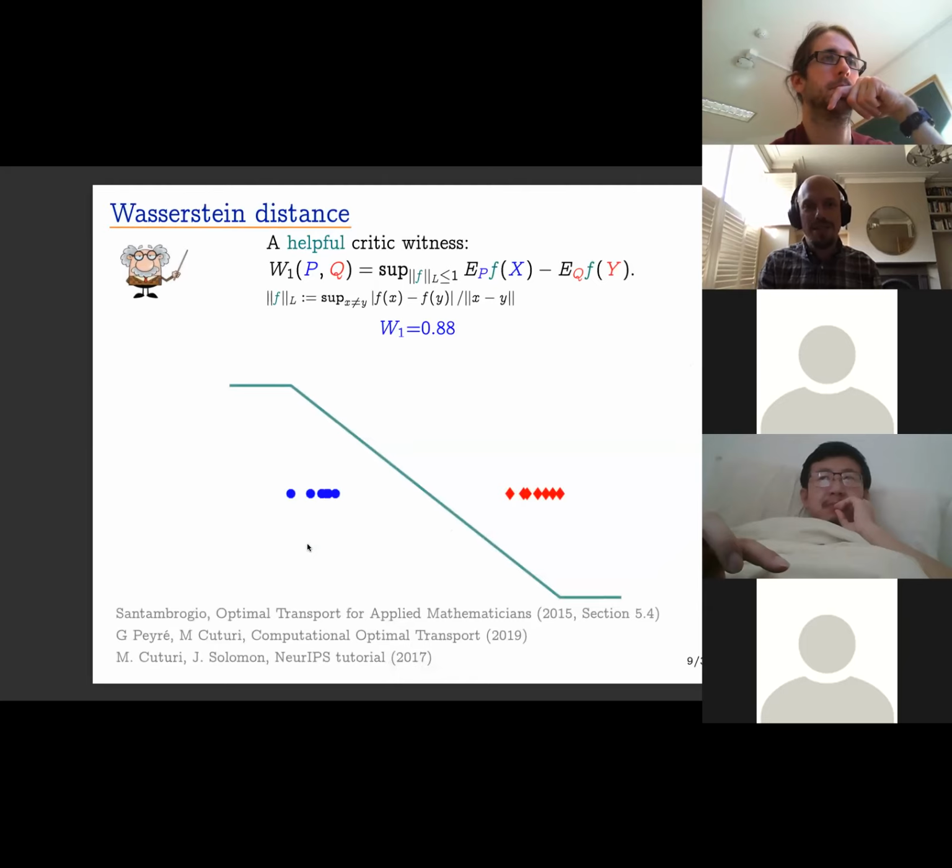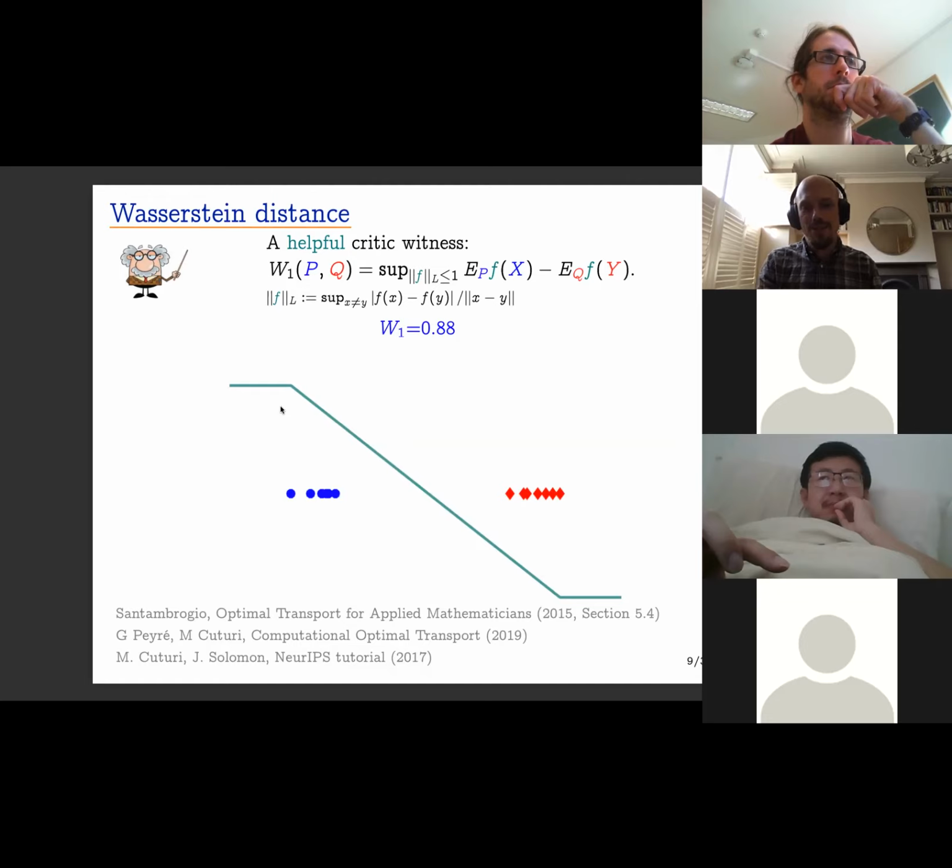First of all, the Wasserstein distance. In this case, the set of well-behaved functions that we're using are the functions whose Lipschitz norm is upper bounded by 1. So basically, f(x) minus f(y) divided by the norm of x minus y, sup over x not equal to y, should be upper bounded by 1.